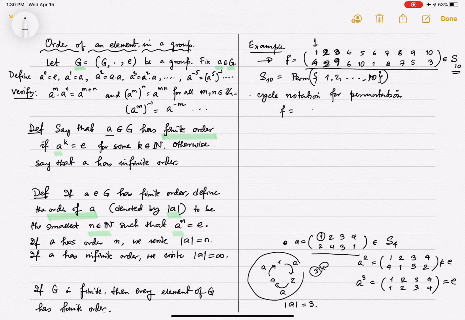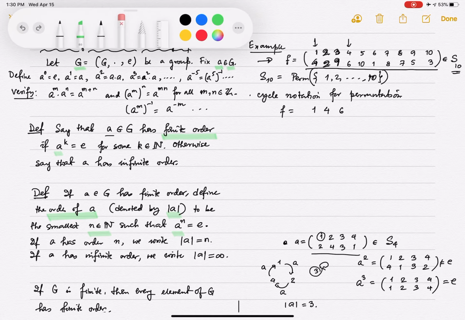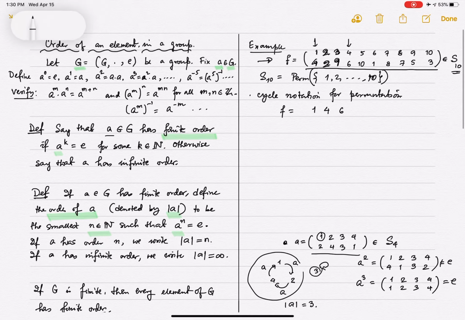1 goes to 4. I write 4. And then I track what happens to 4. 4 goes to 6. And then, actually, let's track in a picture, like we did last time. So 1 goes to 4, and then 4 goes to 6, and then 6, look, comes back to 1. So 1, 4, and 6 are taken care of.